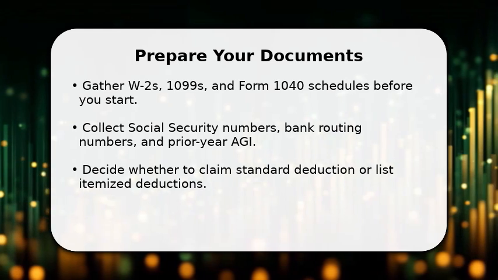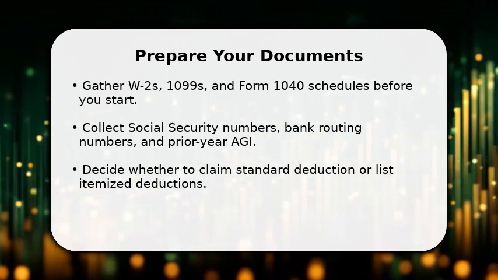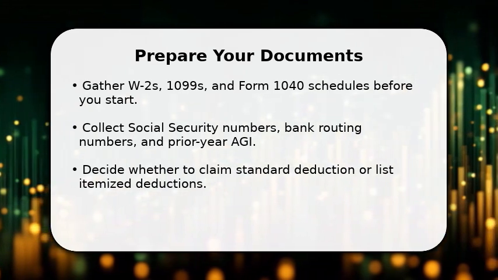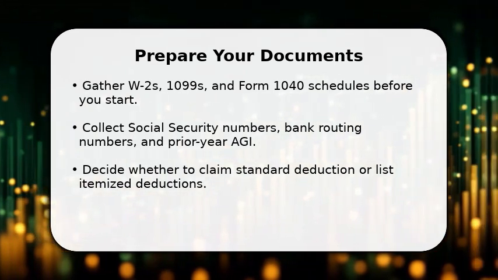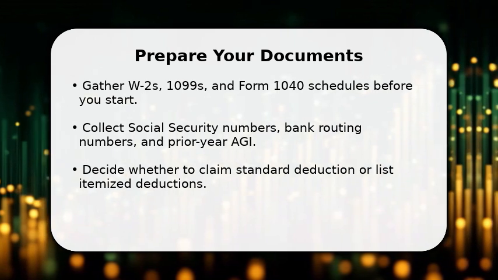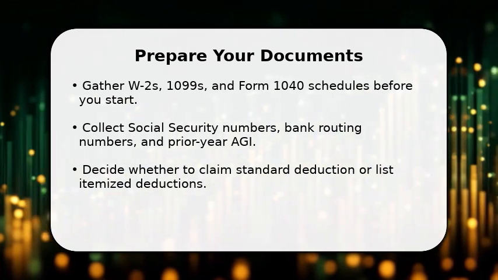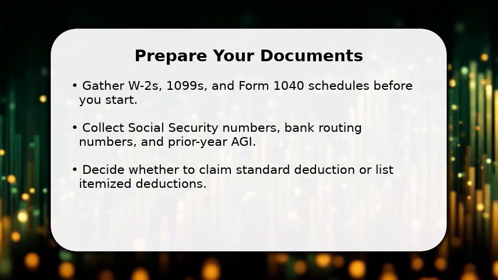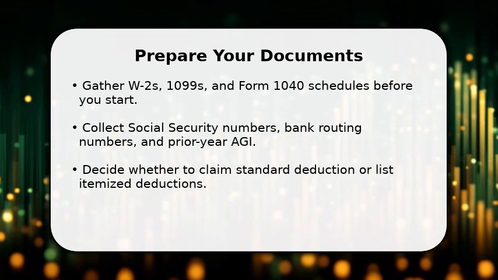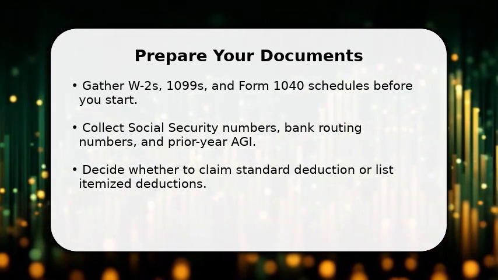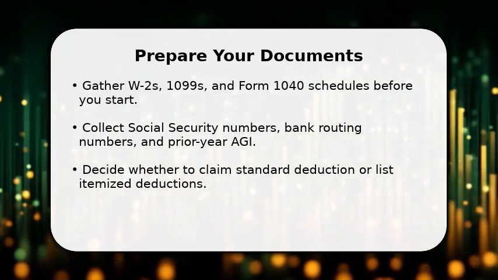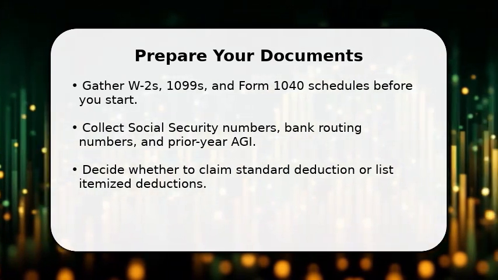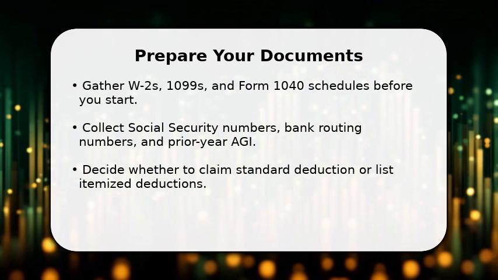Gather W-2s, 1099s, and form 1040 schedules before you start. Before you log into Freetaxusa, assemble employer W-2, 1099 NEC or 1099 MISC, 1099 INT, and any Schedule C documents, plus receipts for deductible expenses like charity or medical costs. Collect Social Security numbers, bank routing numbers, and prior year AGI for identity verification.